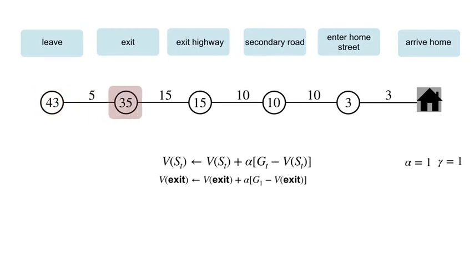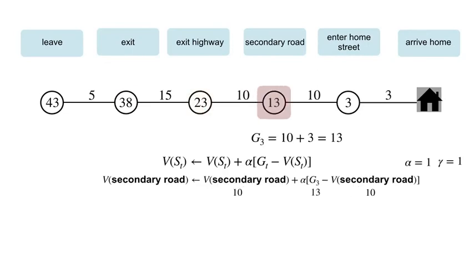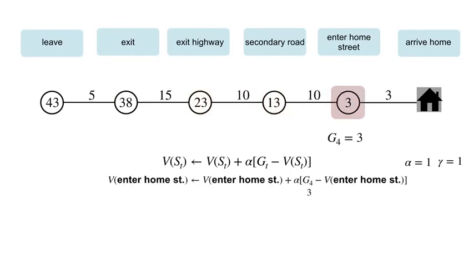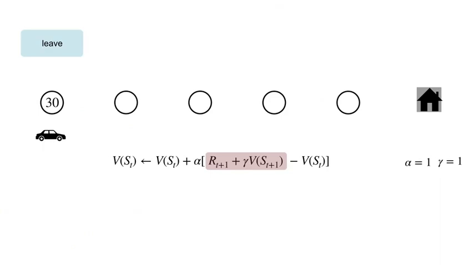From when you exit the parking lot, it took you 38 minutes to get home, and we update our estimate accordingly. We update the estimates for the remaining states in the same way. But is it really necessary to wait until the final outcome is known before learning can begin? Let's rewind the clock and look at how we would make updates with TD.